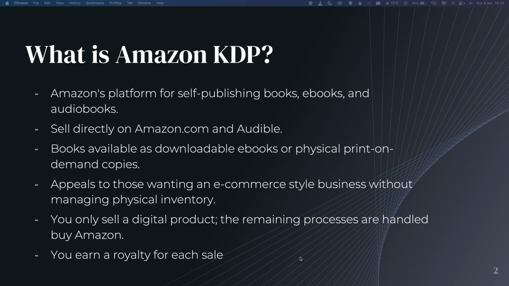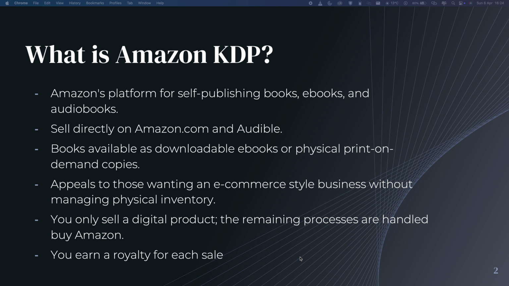You are using the Amazon platform, so Amazon or Audible, to sell self-published books. This can be ebooks or physical print-on-demand book copies. Amazon KDP is basically an e-commerce business without any physical inventory. Therefore, you don't need to manage or buy inventory constantly. You only sell a digital product, a PDF file, and all of the remaining processes like printing, shipping and payment are handled by Amazon.